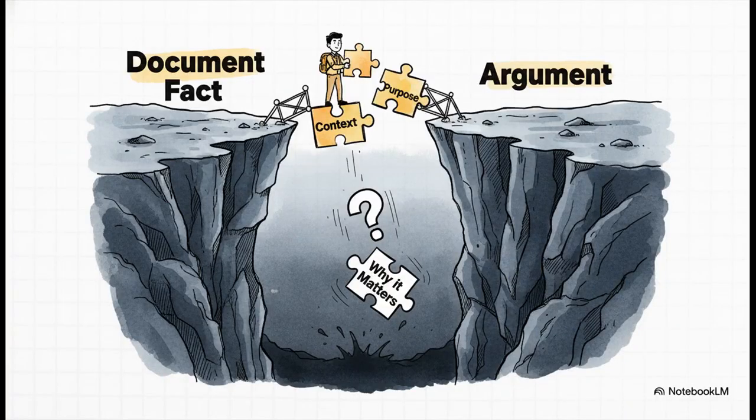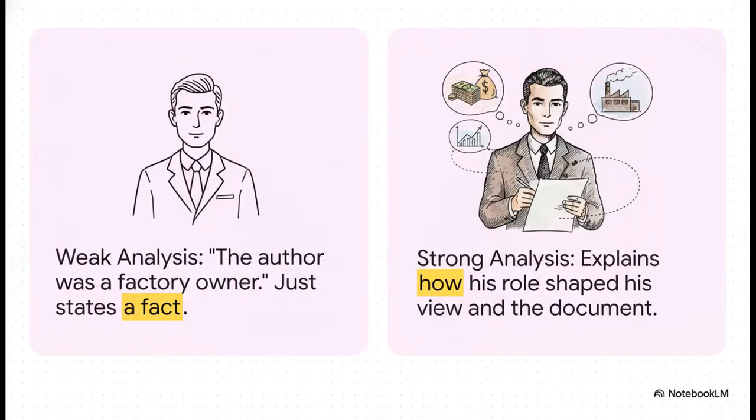Now this slide is maybe the most important one yet, because it points out the #1 mistake students make on the DBQ. They do the first part. They'll say something like, the author was a factory owner. But they totally forget the second, crucial step. They don't explain why that matters to the argument they're trying to make. And this comparison just makes it crystal clear.